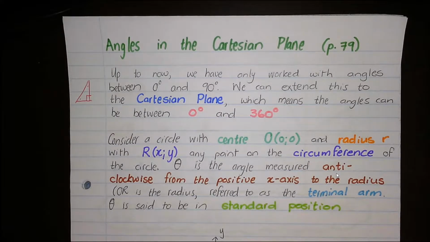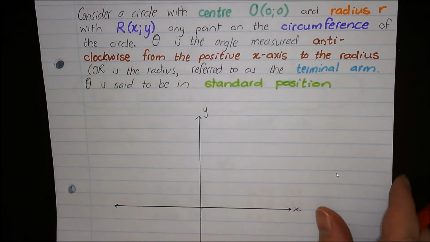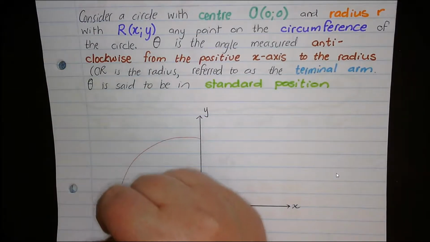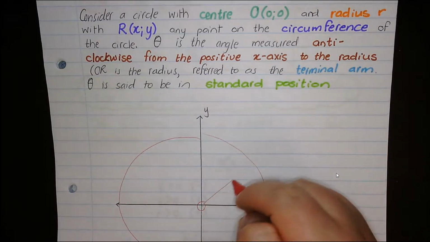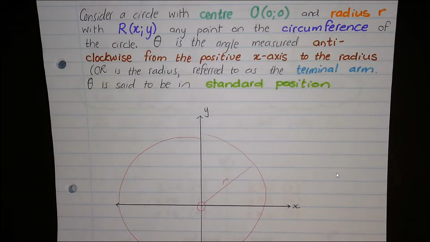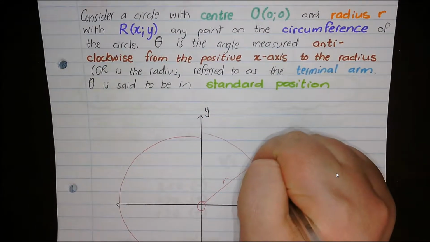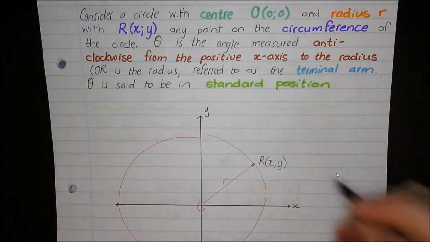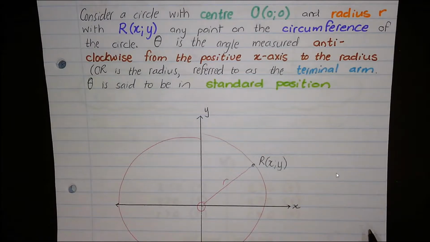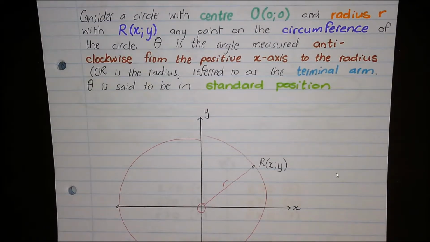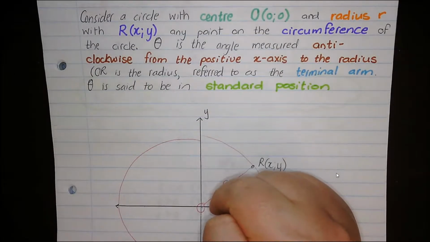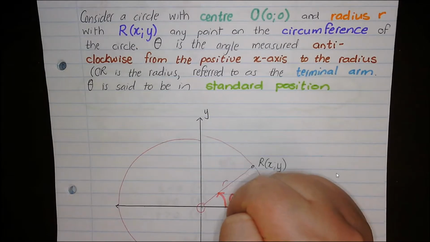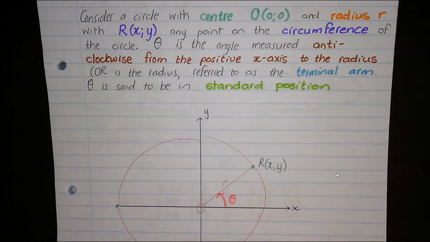So if we consider a circle with center (0, 0) and radius r, that means that the center of the circle is at the origin and the radius has a distance of r. And the point R, with coordinates x and y, is any point on the circumference of the circle. Then theta is the angle measured from the positive x-axis, which is this here, to the radius arm. That would be the radius, which we call OR. It's also called the terminal arm.